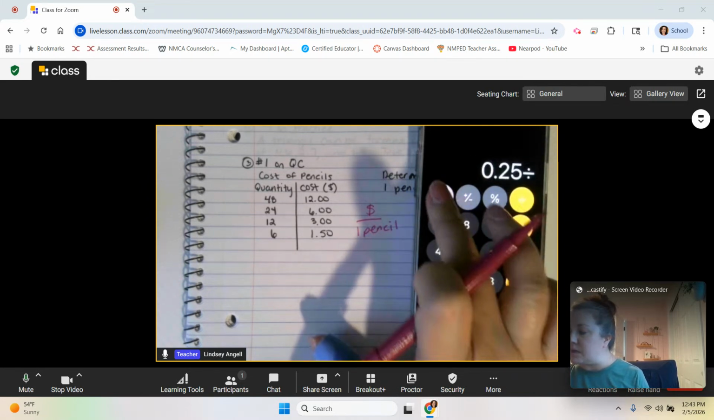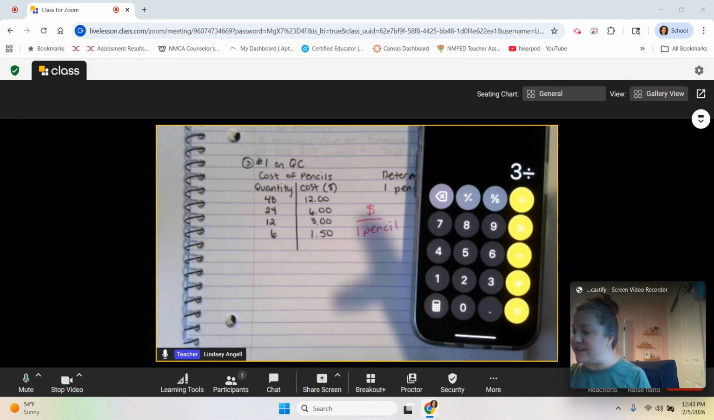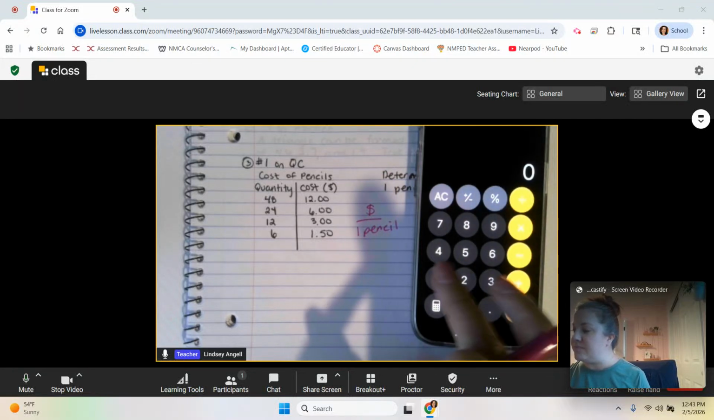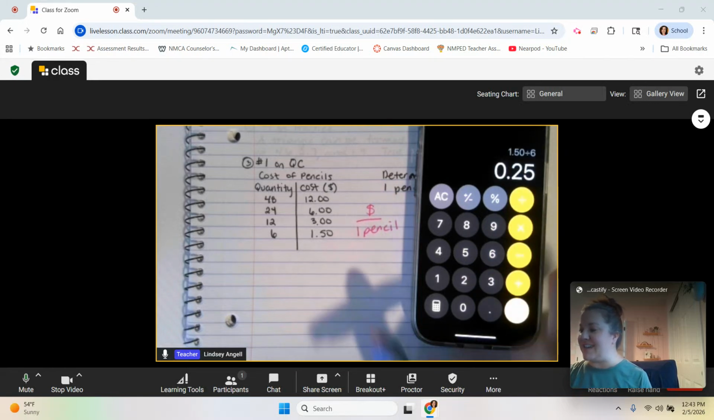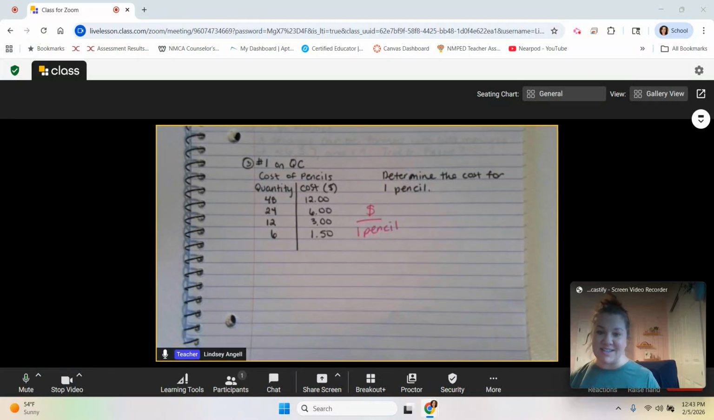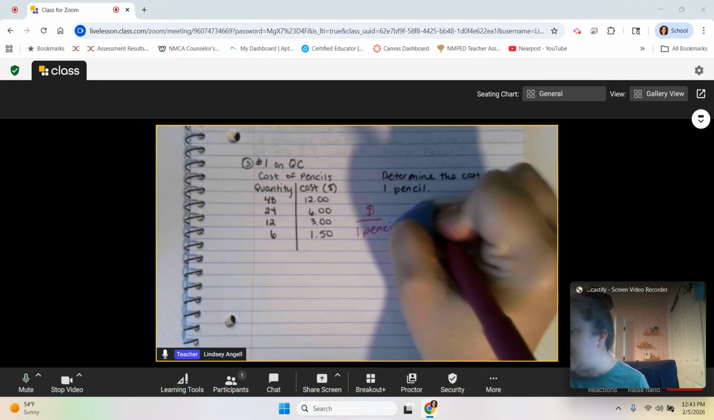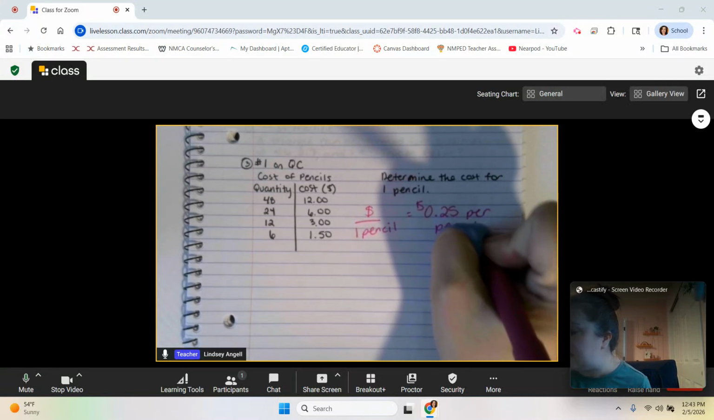$3 divided by 12, 25 cents. $1.50 divided by 6 gets us 25 cents. So again, it costs 25 cents per pencil.